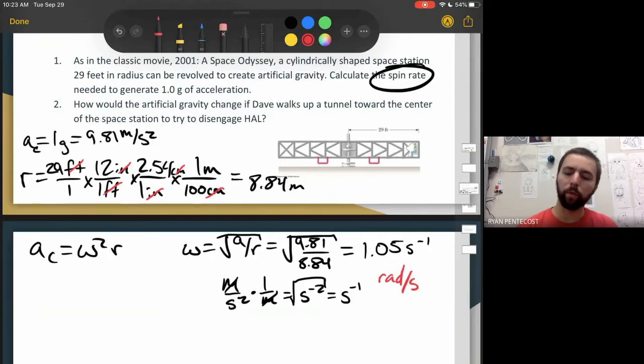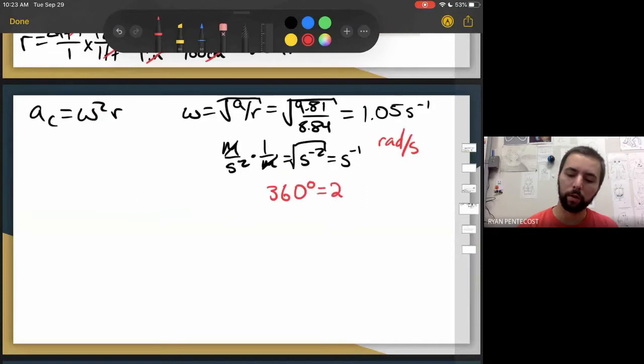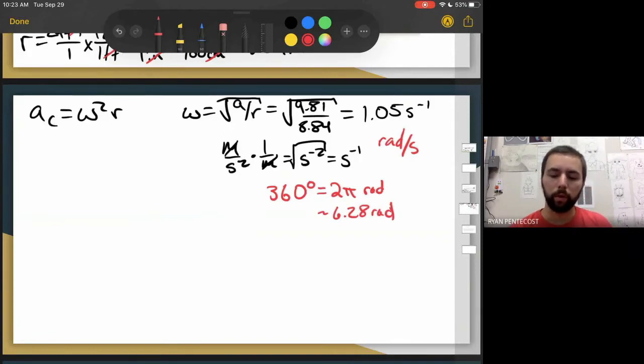So 1.05 radians per second, it sounds like that's not very much. But if you remember that if you travel in a circle 360 degrees, that is 2 pi radians. So an entire revolution around a circle is about 6.28 radians. So that's not just 1 degree per second, right? That is 1 radian per second, which is significant. That's a lot more than just 1 degree.